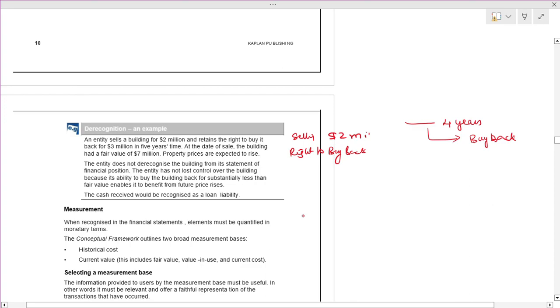At the time of sale, the building has a fair value. Now, the right to buy it back is at what level? At 3 million. But at the time of buyback, the value is how much? The value is 7 million.